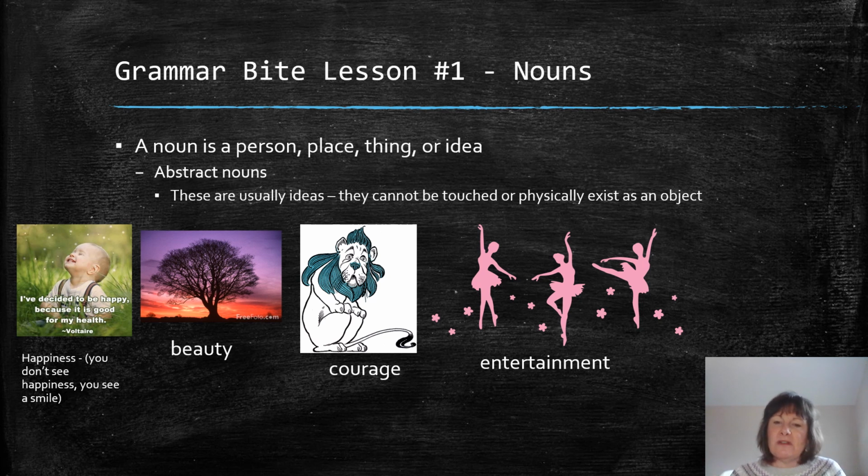The same thing with the dancers and the ballerinas and the ballet. We can call that entertainment. That's a concept. If we see someone standing on the stage, we're seeing a person standing on the stage either singing or giving a speech or acting. That's what we're seeing, and we would call it entertainment, the concept of entertainment.